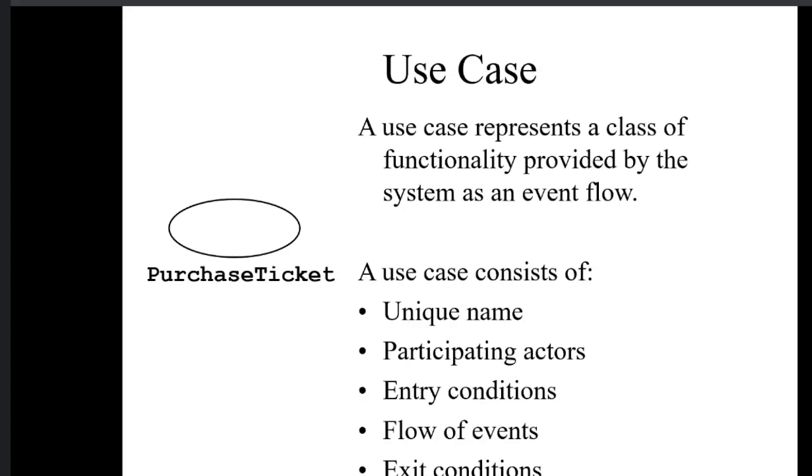So now use cases. Use cases will be represented by this oval, and it will represent one functionality that is being provided by the system. Okay, so a use case will have its unique name, and it may be interacting with the actors. So you may note down who are the participating actors, what are the entry conditions. We have an example, we will see it. What is the flow of events, and what will be the exit conditions, and if there is some special requirement.